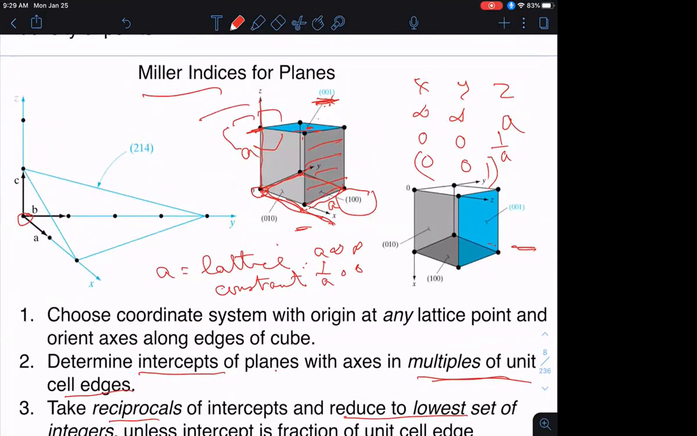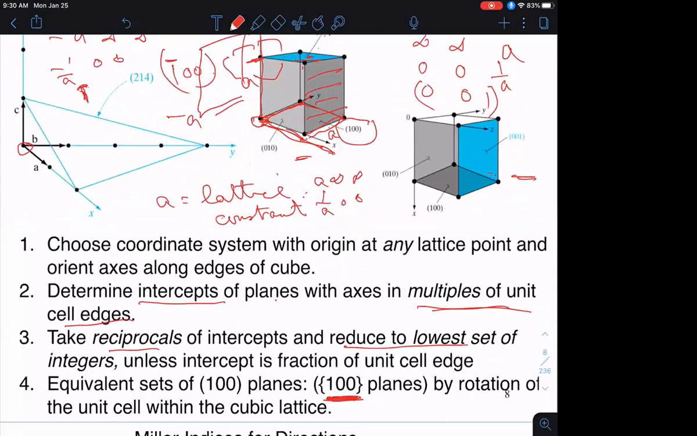Now, one more thing before I leave this topic of Miller planes. Suppose I was to look at a plane on this side, which cuts along the negative axis, say minus A, but is parallel to the other two planes. What will be the intercepts? It will be minus A, infinity, infinity. I take the reciprocals. I get minus 1 over A, 0, 0. Reduce it to the lowest set of integers by multiplying throughout by A. So I get minus 1, 0, 0. The convention is to show the minus on top of that number. So a plane like this would be denoted as 1 bar 0, 0. That's a convention. That's also equivalent to this 100 plane, so it also belongs to the 100 set of planes.